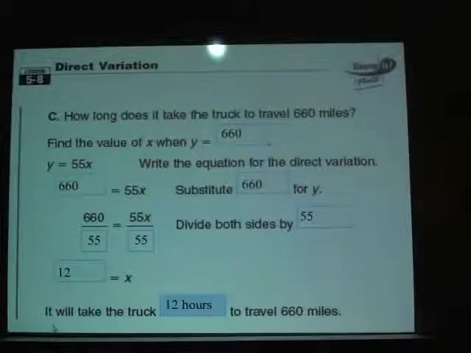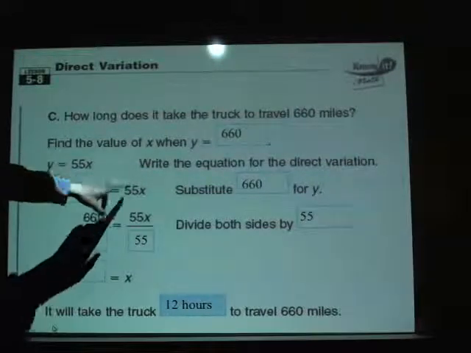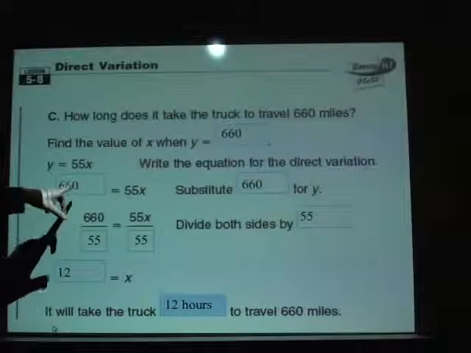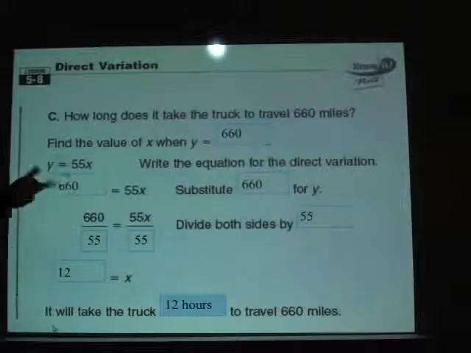Well, if I want to find how long it's going to take, that means I'm finding x. If I'm finding x, that means I have y. So I'm going to change y into 660 and solve the equation. What number am I multiplying by 55 to get to 660? That's a simple one-step multiplication equation, so you can solve that by dividing. I'm going to divide across by 55. 660 divided by 55 is 12. So it's going to take the truck 12 hours to travel 660 miles.